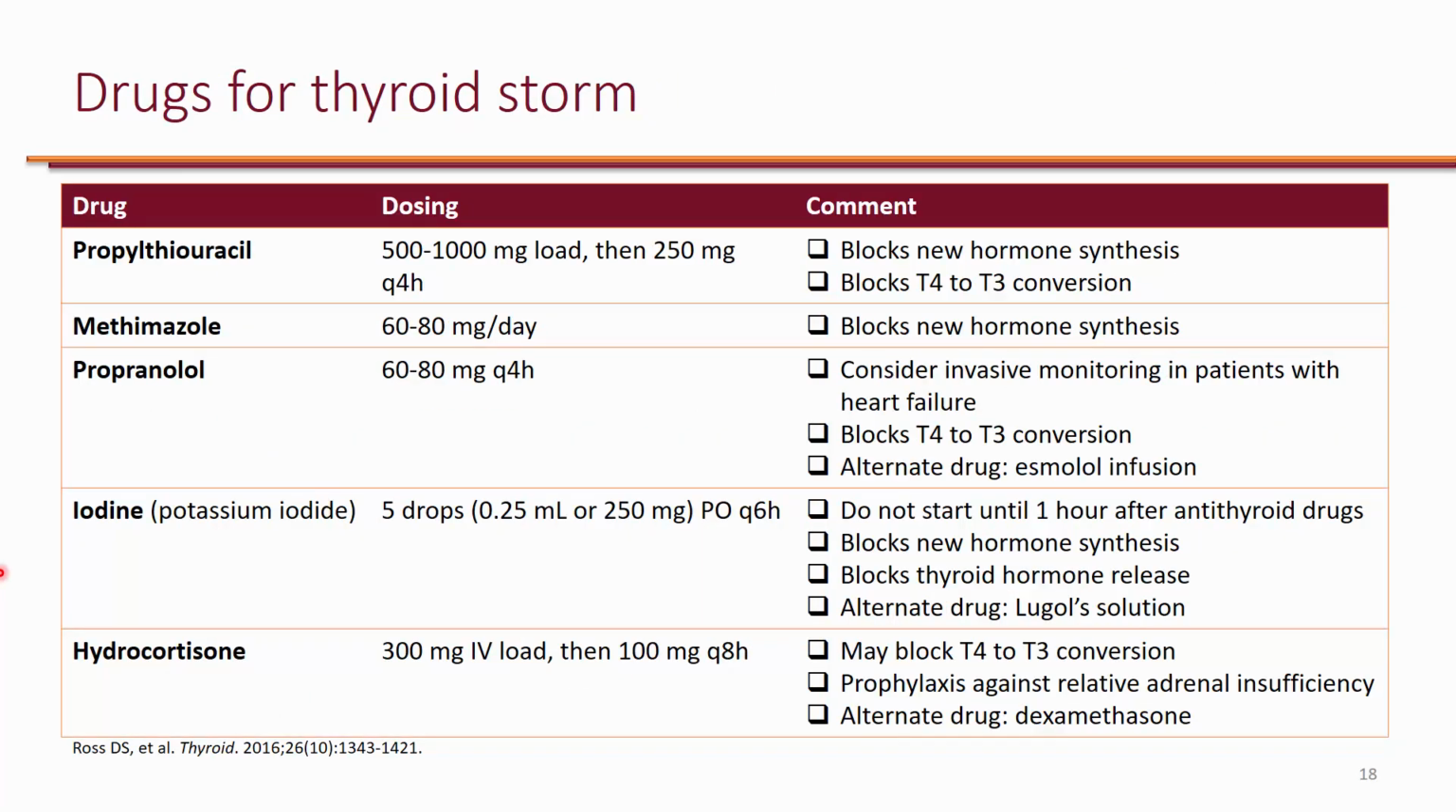Now here are the drugs that you already know, but we just use them more aggressively. When it comes to thyroid storm, one thing that we also use is iodine. Potassium iodide is what we typically use. It's recommended to give the anti-thyroid drugs first, and then wait an hour and then give the iodine.